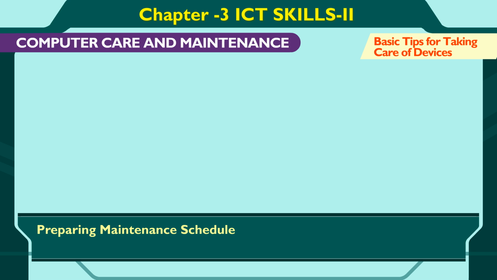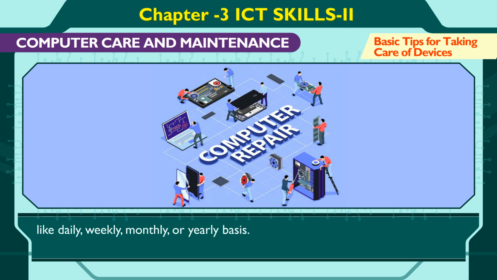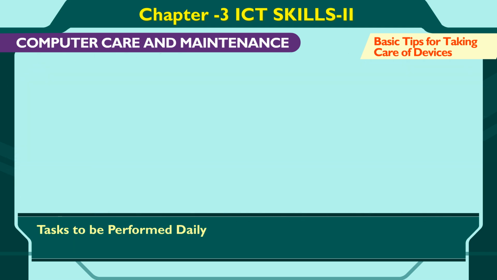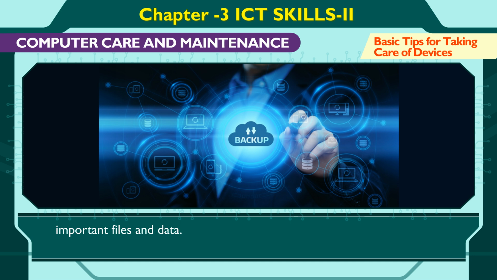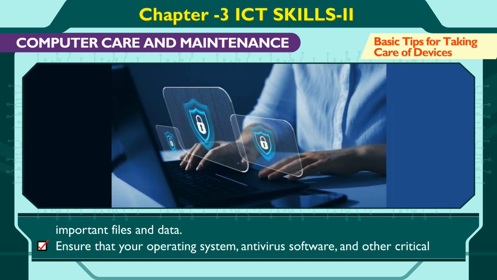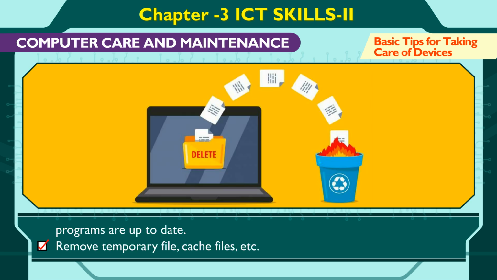Preparing a maintenance schedule. Maintenance is a crucial task that can be performed on a specific time period like daily, weekly, monthly, or yearly basis. Tasks to be performed daily. Use automated backup software or cloud services to regularly back up important files and data. Ensure that your operating system, antivirus software, and other critical programs are up to date. Remove temporary files, cache files, etc.